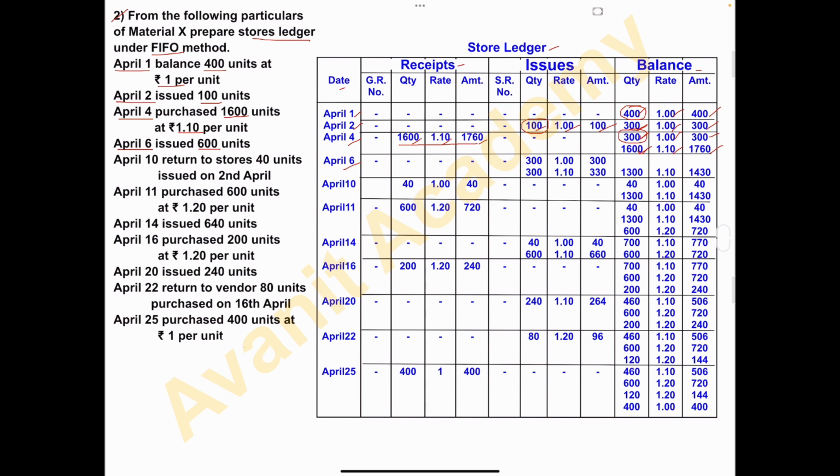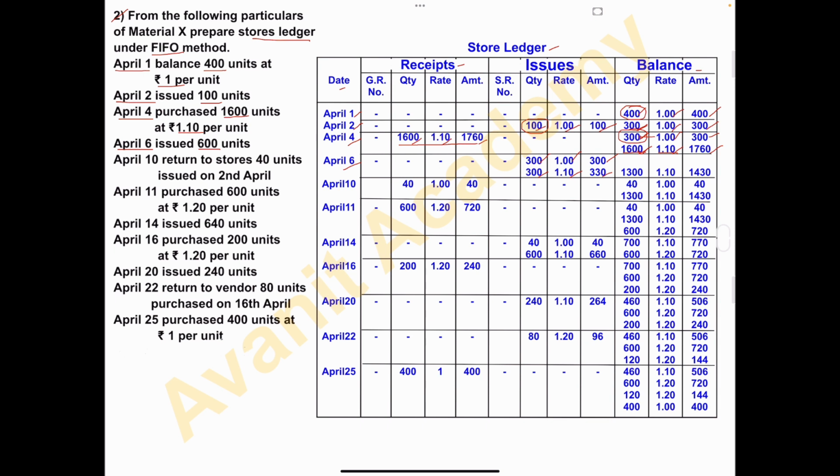Write in issues, write the quantity 300. Rate of first 300 stock is rupee 1. So write here in rate rupee 1 and the amount will be 300. Remaining 300 will take from next stock, that is from this 1600 will take 300, right, here 300, and the rate per unit is 1.10. Yes, for this 1600 the rate per unit is 1.10, so we'll take that rate here, 1.10. Multiply this 300 into 1.10, you will get 330. So total we have issued 600 units on 6th April.